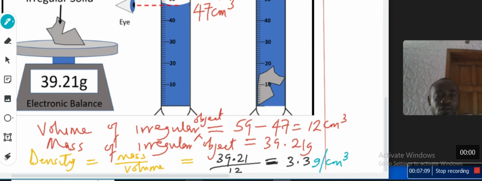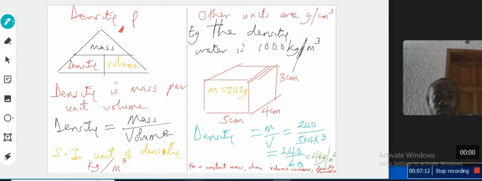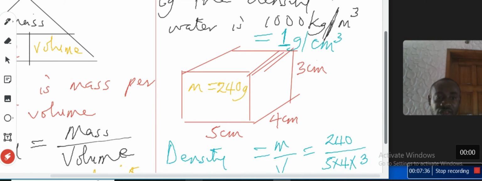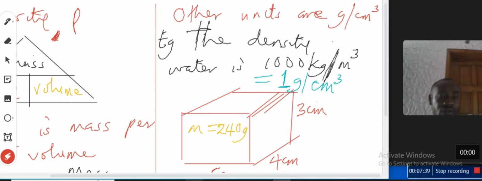What did I tell you is the density of water? Do you remember? 1000 kilogram per meter cube. Yeah. Now this 1000 kilogram per meter cube is the same thing as 1 gram per cm cube. Did you get that? Yeah. So give me the density of water again. Density of water is 1000 kilogram per meter cube or 1 gram per cm cube.